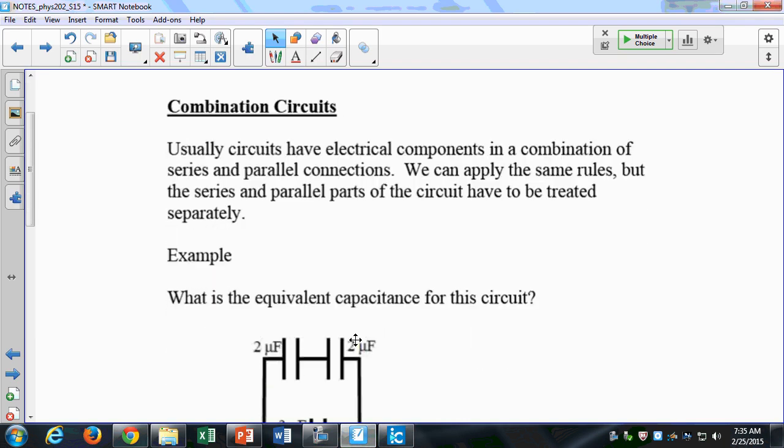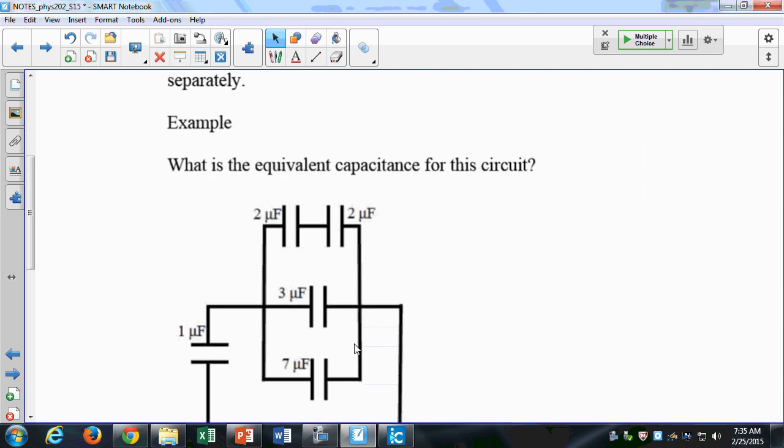All right, so usually when we're dealing with circuits, they'll have both series and parallel circuits combined. We call these combination circuits when you have capacitors that are in series and that are in parallel. And we apply the same rules, except we apply them piecemeal. As we go through, we'll apply the series rules to those capacitors that are in series, and those that are in parallel, we'll apply the parallel rules.